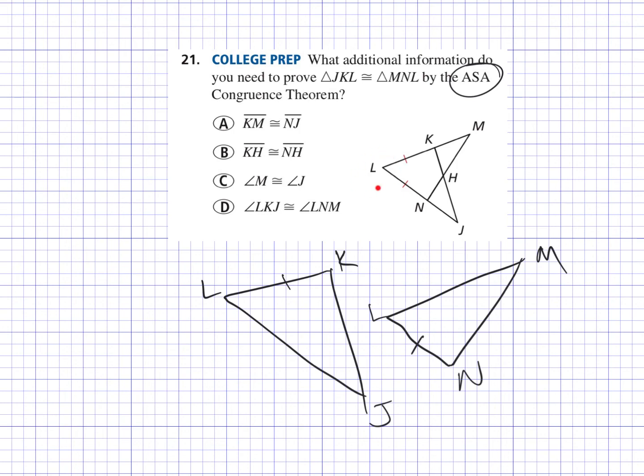We have angle L is congruent to itself. So we can mark that already. So we have angle side, and we need the other angle. And remember, the side has to be in between them. So that means angle K here, and angle side, angle N. Angle K and angle N have to be congruent. Angle K and angle N, LKJ and LNM. So this answer would be D. That's what we would need to finish the angle side angle.